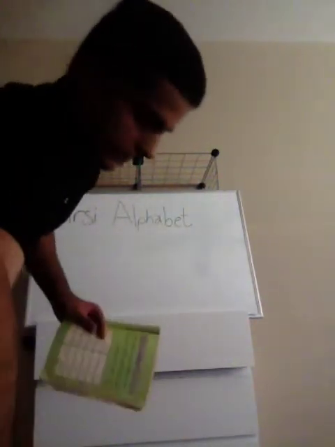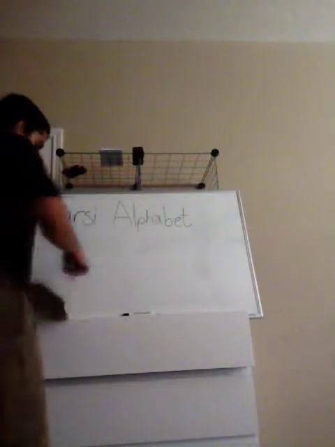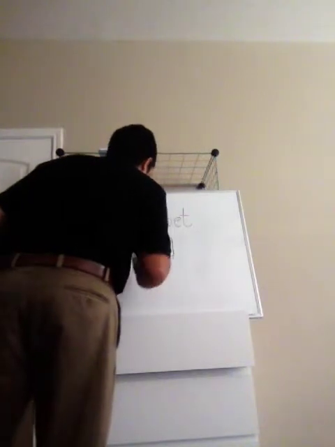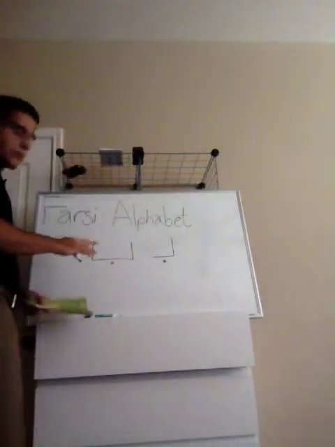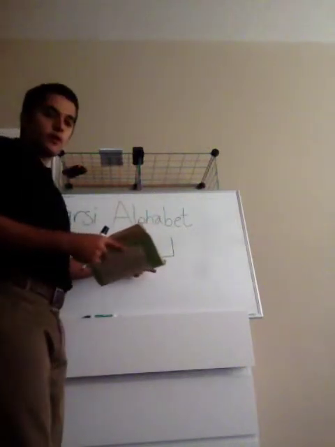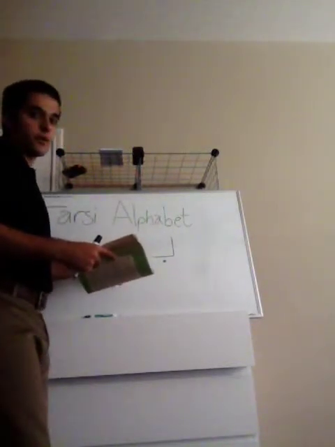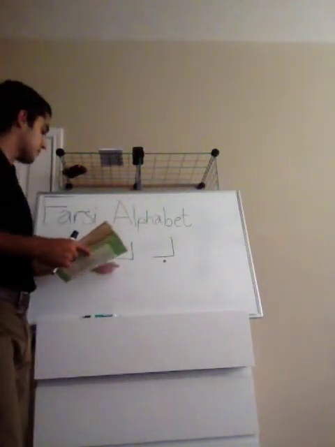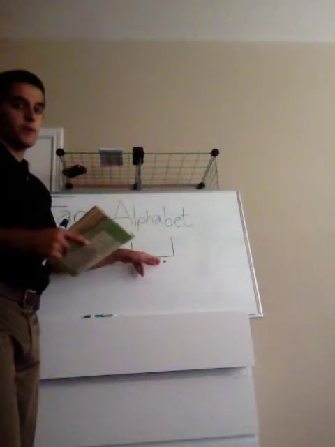The second letter in the Farsi alphabet is Beh, and it looks like this. Now don't be confused, these are not two separate letters, they're just the same letter in separate forms. You usually put this one at the beginning of a word, or beginning of a sentence, and this one you put at the end of a word, the last letter in a word. This one could be the first letter of the word, or the middle part of the word.